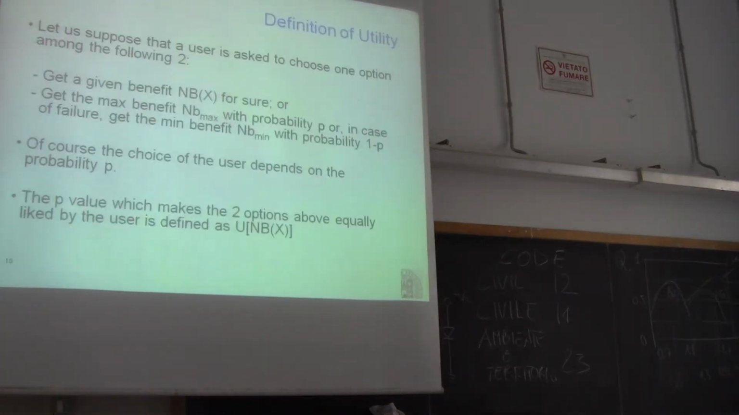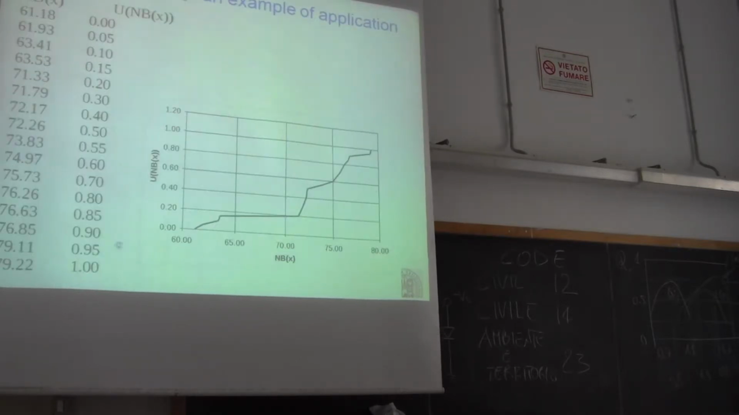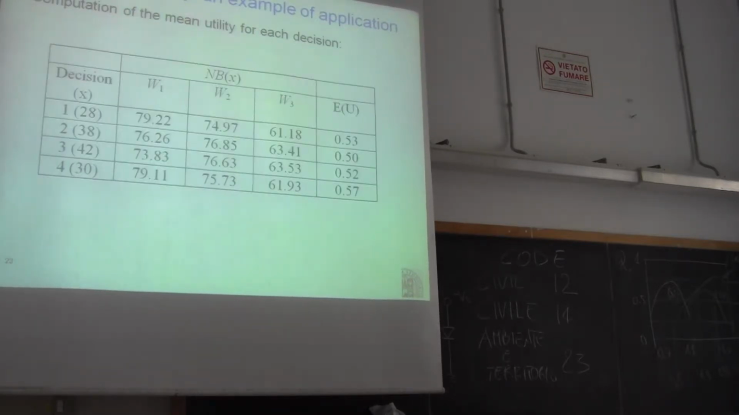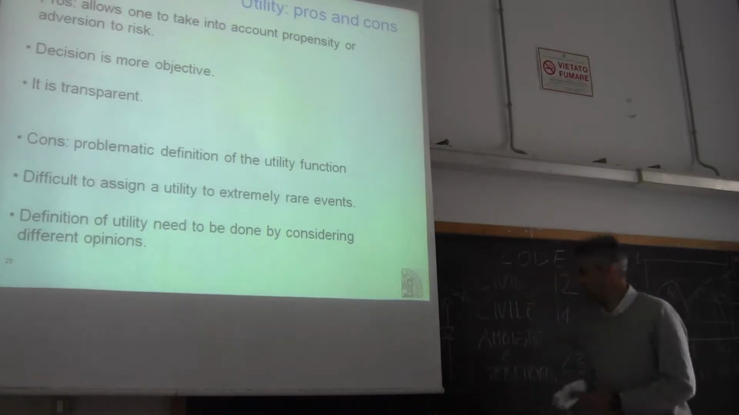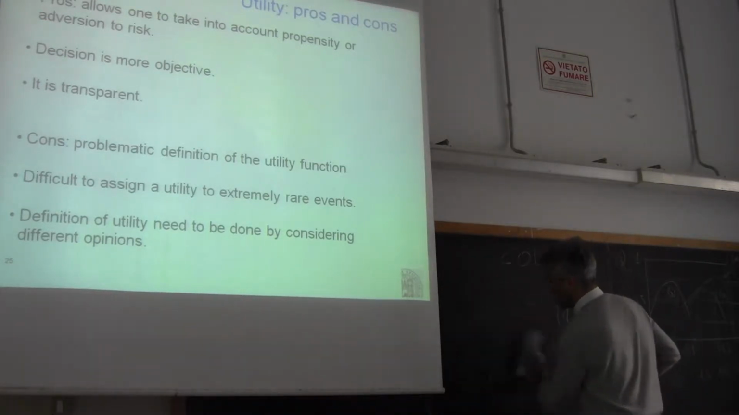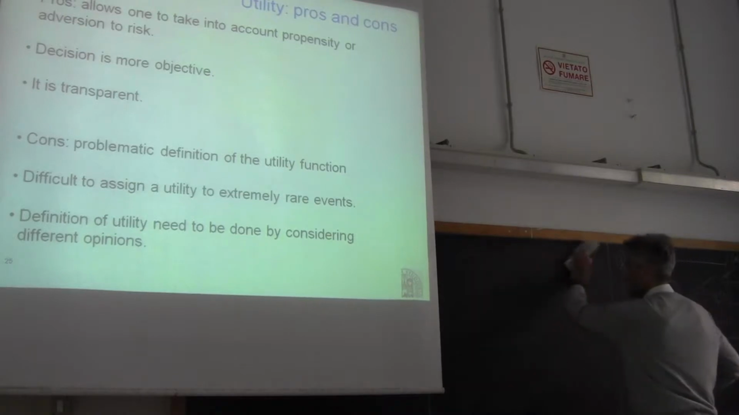Okay, so last time we dealt with utility theory, and I provided this example of application that you certainly remember, which is also described with full details in the slides which I am projecting now. And basically from this example we learned how to incorporate our propensity or aversion to take risks during the decision-making process.